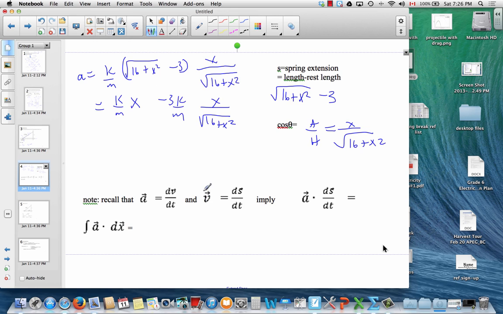Now, the way that we're going to deal with that, because acceleration is dv/dt and v is ds/dt, if I do a times ds/dt, that's like dv/dt times ds/dt, times v. Because acceleration is dv/dt and ds/dt is v. So if I cancel the dt's, I get a ds is v dv.